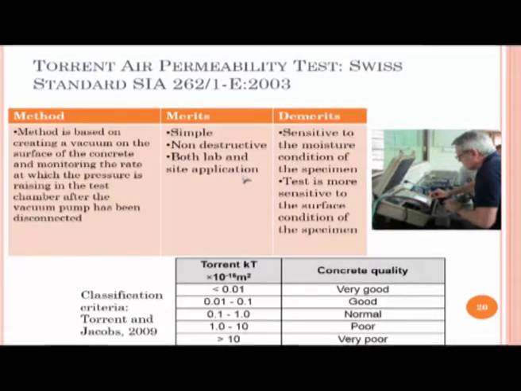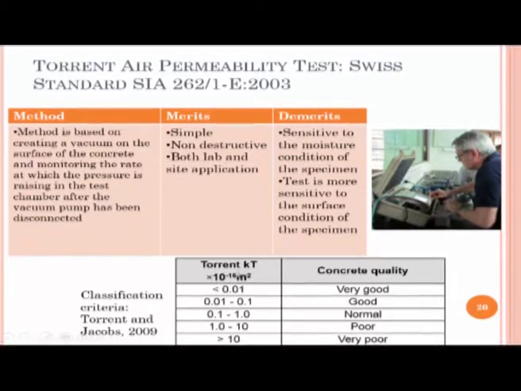Only problem is if your concrete is sensitive, if your concrete is moist, or if there is moisture present inside the concrete, you will not be able to get a suitably good reading from this. And again, if your surface condition of the specimen is not very good, for example, if you have differences, if you have some spots which are porous and so on, you will get a lot of problems in trying to get the vacuum established on the surface. Nevertheless, you can use this test to once again give qualitative classifications for your concrete.